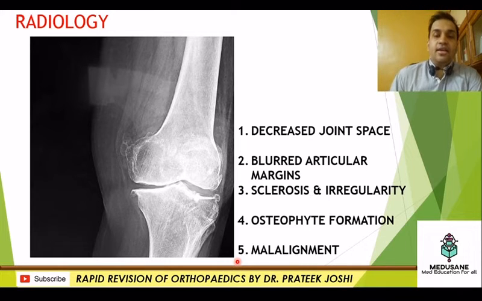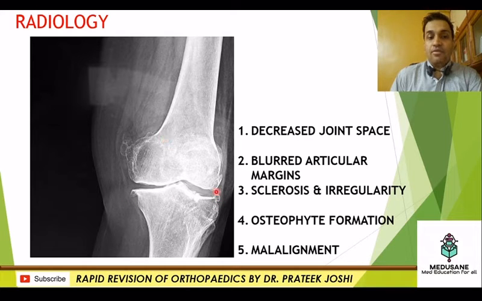Now, on your right side, you will see that there are 5 particular points which have to be mentioned at the time of talking about an x-ray for osteoarthritis, especially of the knee, and they are in sequence. First one is decreased joint space. Now, when we look at an x-ray of osteoarthritis, the joint space is actually the space occupied by the articular cartilage, which is radiolucent.